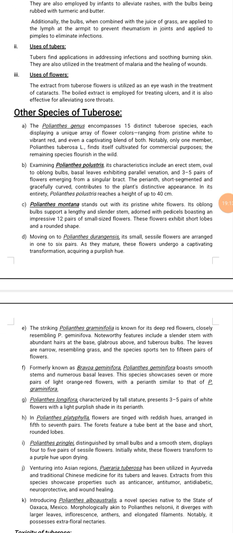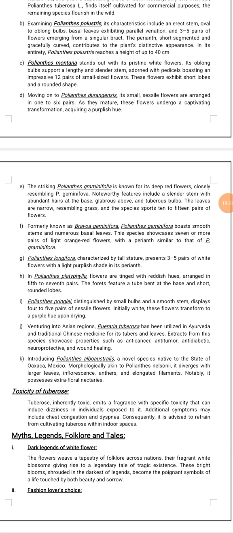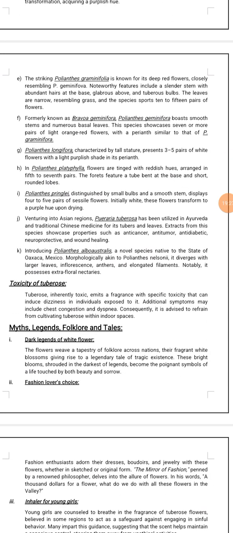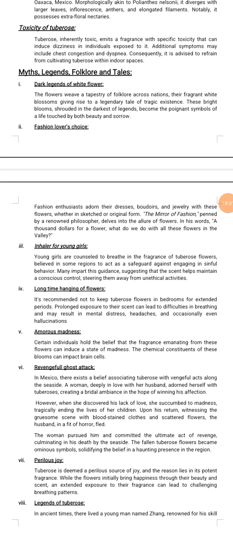And uses of the flowers. The extract from the tuberose flower is also used as an eye wash. Other species of tuberose, Polianthes genus: Polianthes palustris, Polianthes montana, and Polianthes geminiflora. These are also very important forms of the tuberose. Tuberose is inherently toxic; it emits a fragrance with a specific toxicity that can induce dizziness in individuals exposed to it. So that is why it is somewhat toxic.